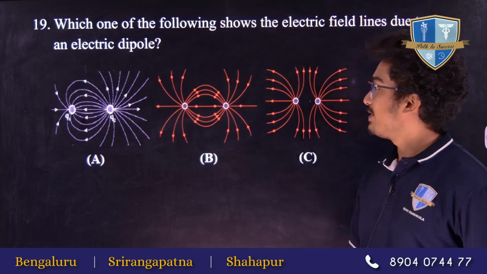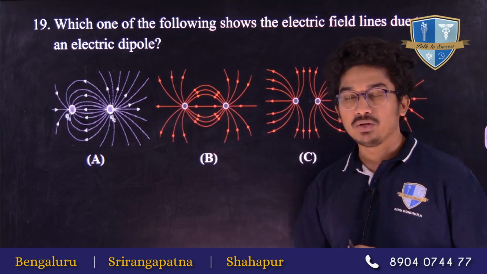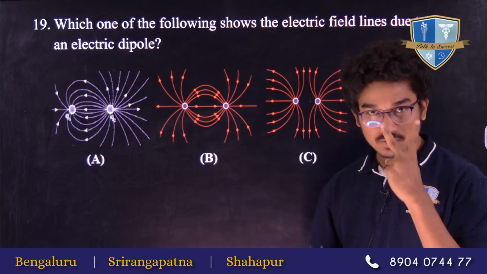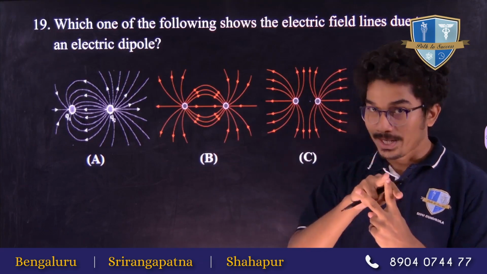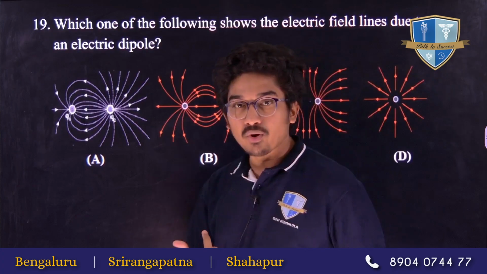So next question is, which of the following shows the electric field line due to electric dipole? So let's try to understand about the dipole. For a dipole, we need at least two charges, one positive, one negative, and both should be of equal magnitude. So let's try to eliminate options one by one.